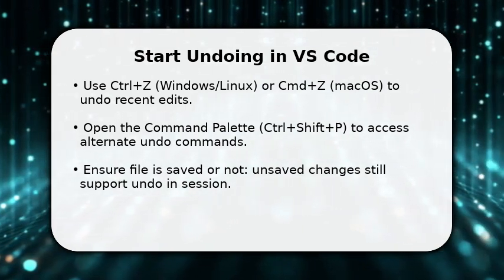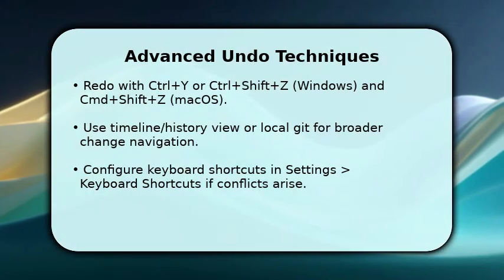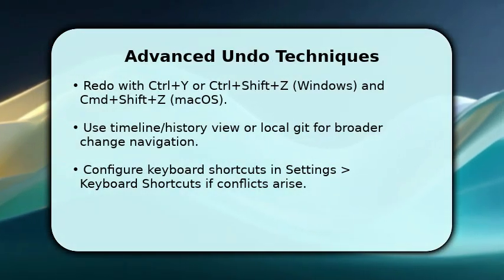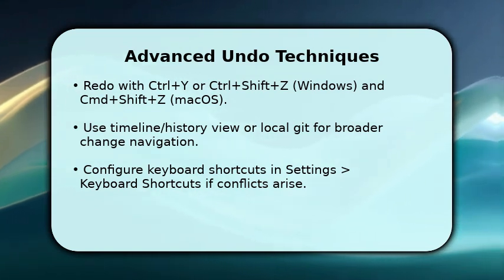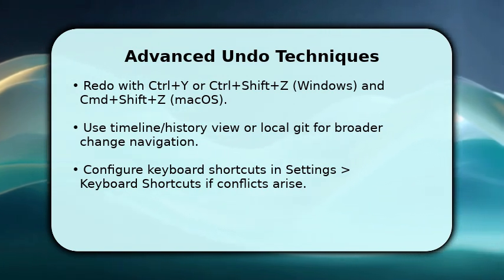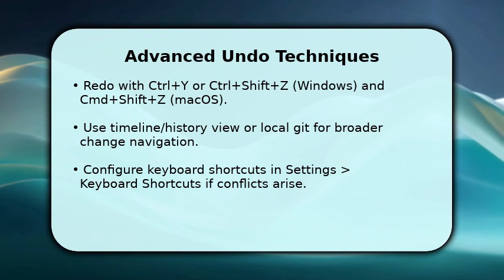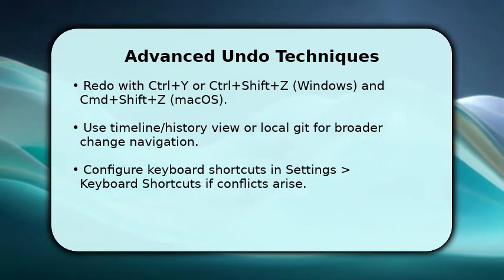Once you've used basic undo, move into advanced techniques. Redo with Ctrl+Y or Ctrl+Shift+Z on Windows and CMD+Shift+Z on Mac OS to reapply steps. For larger undo needs, use the timeline view or your repository's local Git history to revert specific commits or file versions. This helps when session undo isn't enough.